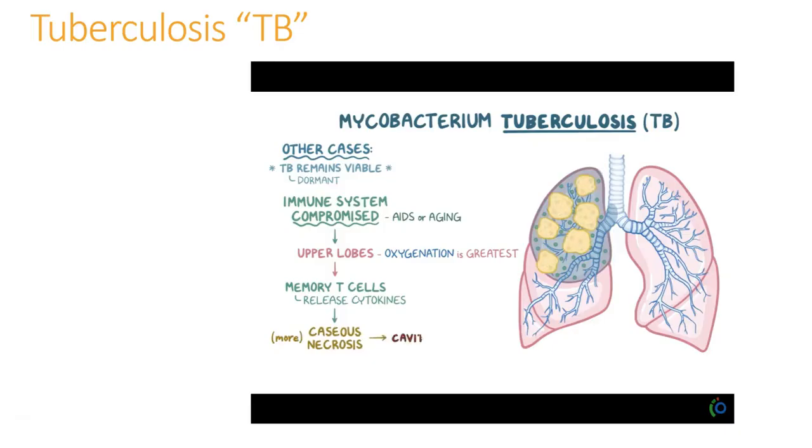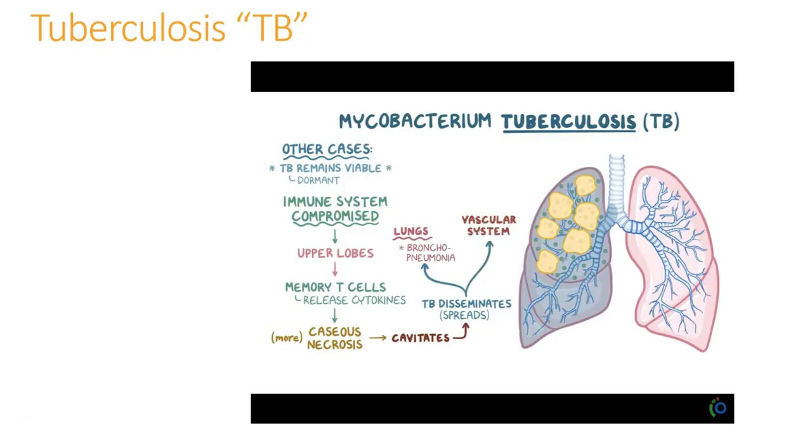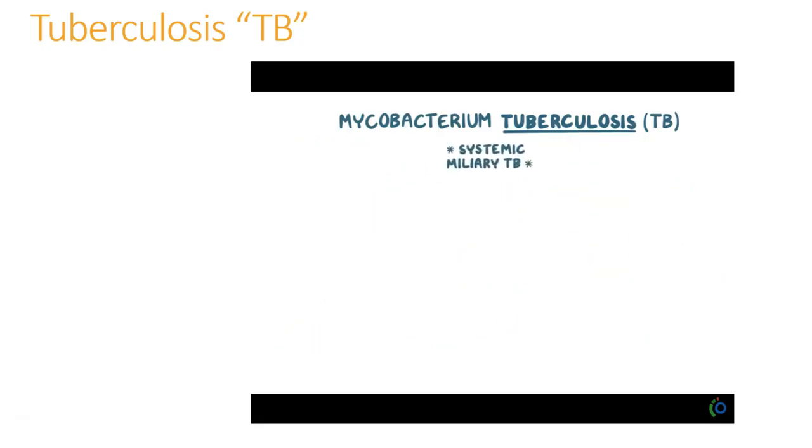This time, though, it tends to cavitate, or form cavities, which can allow the bacteria to disseminate, or spread through airways and lymphatic channels to other parts of the lungs, which can cause bronchopneumonia. But it can also spread via the vascular system, and infect almost every other tissue in the body, called systemic miliary TB. When TB spreads to other tissues, it causes complications related to the organ affected.